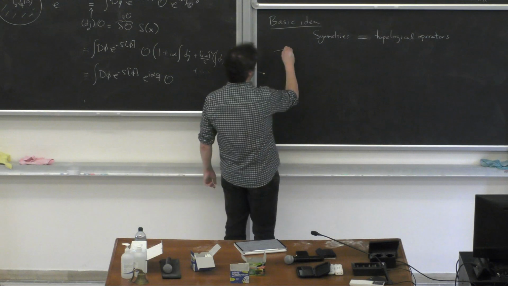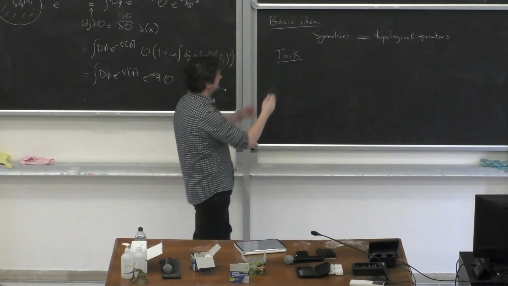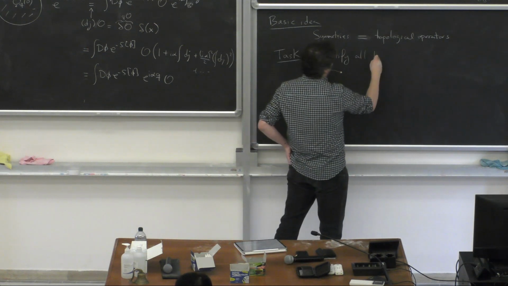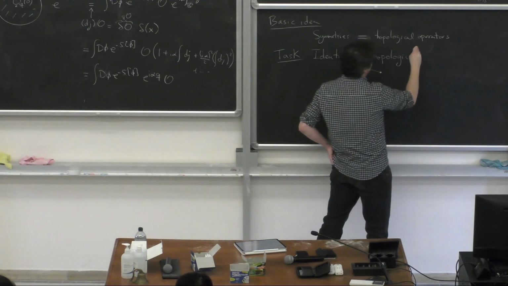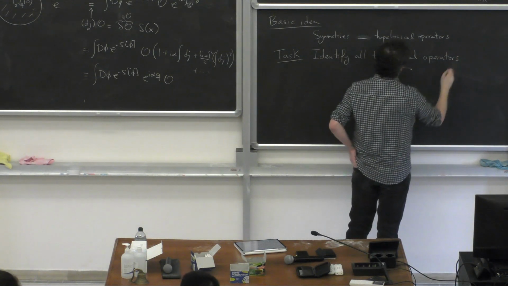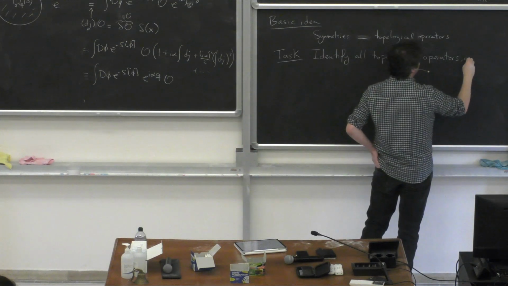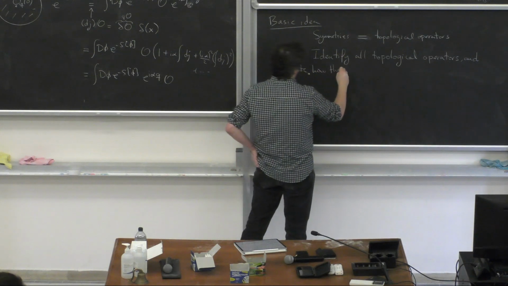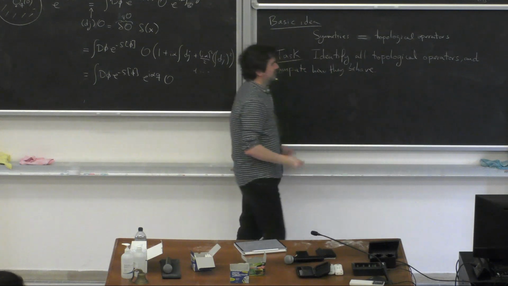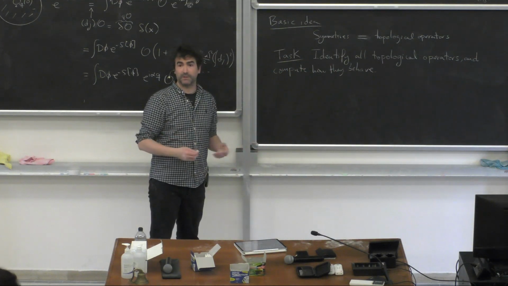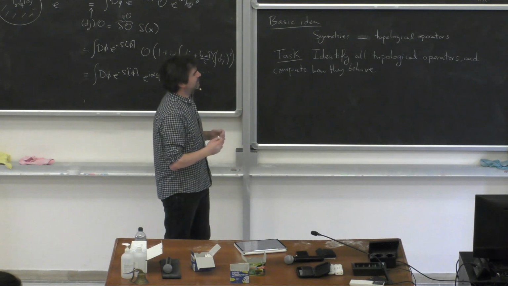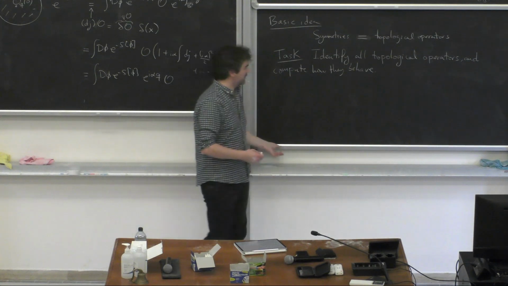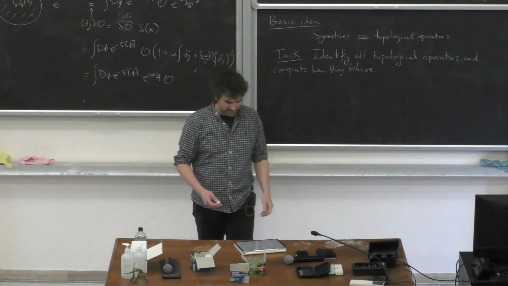So the task, once you believe this philosophy, or once you want to verify this philosophy to see if this makes sense, is you want to identify all topological operators and you want to see how they behave. So the whole field of generalized symmetries is basically trying to answer this question in increasingly realistic theories. And one of the hopes is that by thinking of topological operators that don't quite fit in this standard framework, we'll learn new things about quantum field theory. We have already learned a number of things, and I'm confident that there's many more things that we can learn.